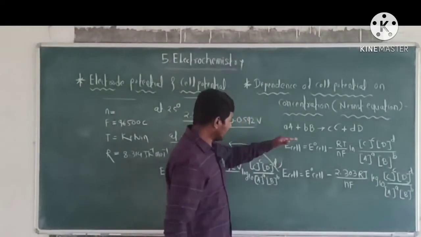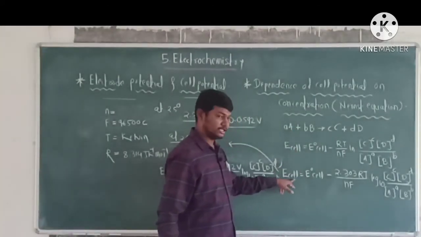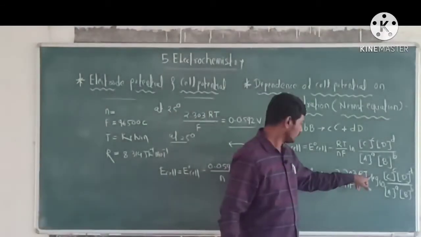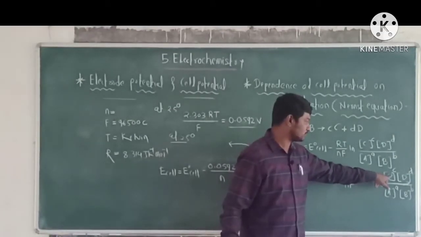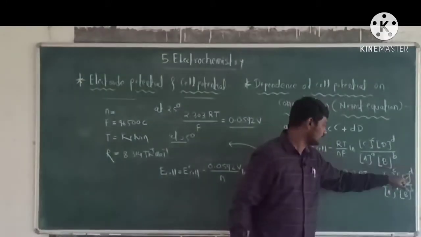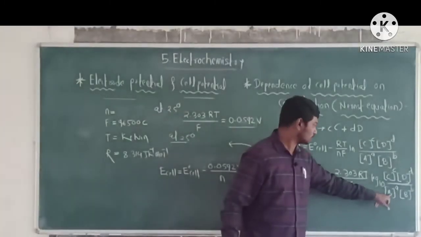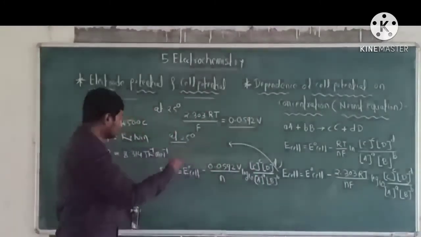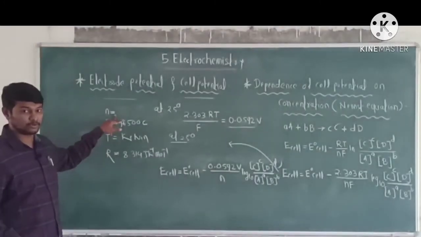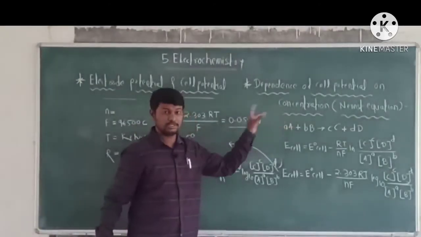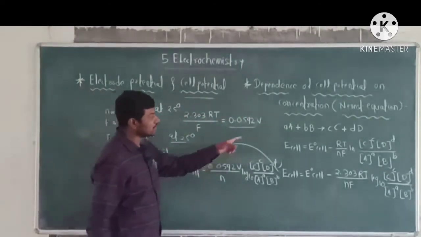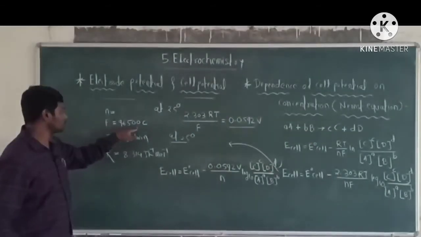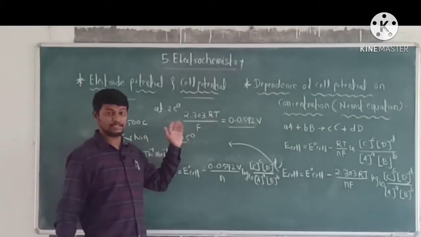Write this equation in another form: E cell is equal to E0 cell minus 2.303 RT upon nF into log to the base 10 of concentration of C raised to c into concentration of D raised to d divided by concentration of A raised to a into concentration of B raised to b. Here n is the moles of electrons used in this reaction. F is the Faraday, that is 96500 coulomb. T is the temperature in Kelvin.